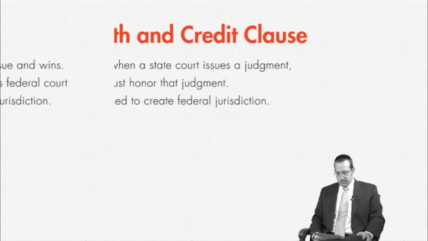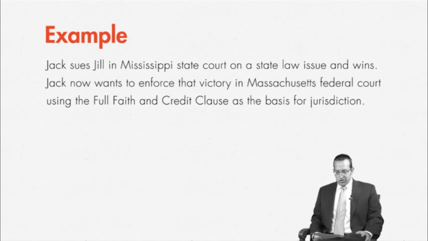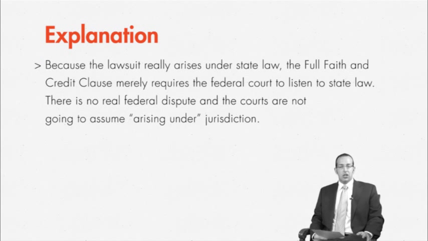As an example, Jack sues Jill in Mississippi in state court on a state law issue and wins, and now wants to enforce that victory for some reason in Massachusetts federal court, using the full faith and credit clause as his basis for jurisdiction. Because the lawsuit really arises under state law, the full faith and credit clause merely requires the federal court to listen to state law. There is no real federal dispute, and the courts are not going to assume arising under jurisdiction. But basically, in every other case, if you have a federal statute, a federal treaty, or a provision of the Constitution, there is going to be federal jurisdiction.